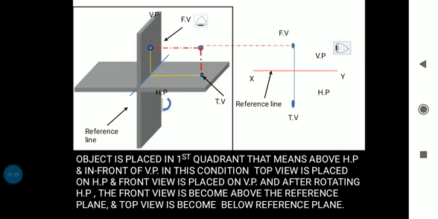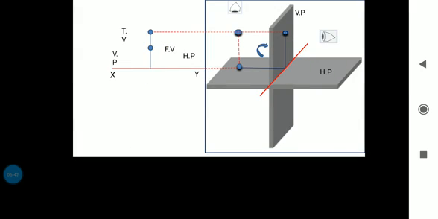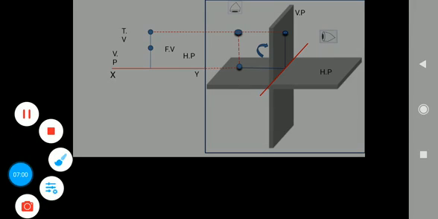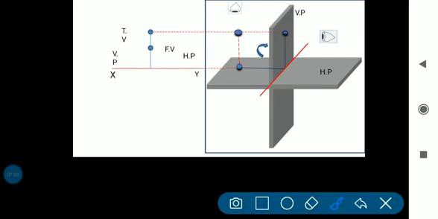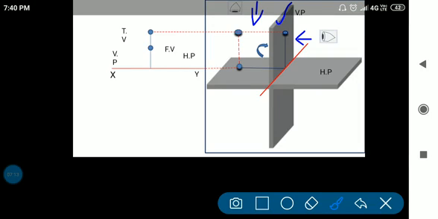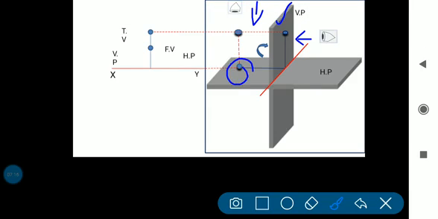Now go to the second angle projection. In the second angle projection, we consider the reference plane, this horizontal plane and vertical plane is transparent. So the observer views the object from this side and this side. This is the front side and this is the top side. The observer sees the object from the front side and sees the front view on the vertical plane, and when the observer sees the top view from the top side, we get the top view on the horizontal plane.